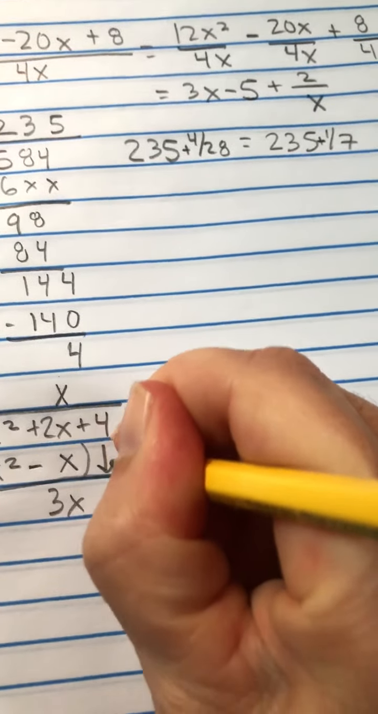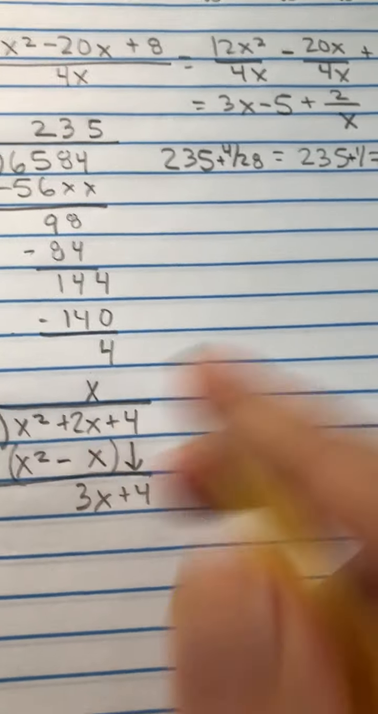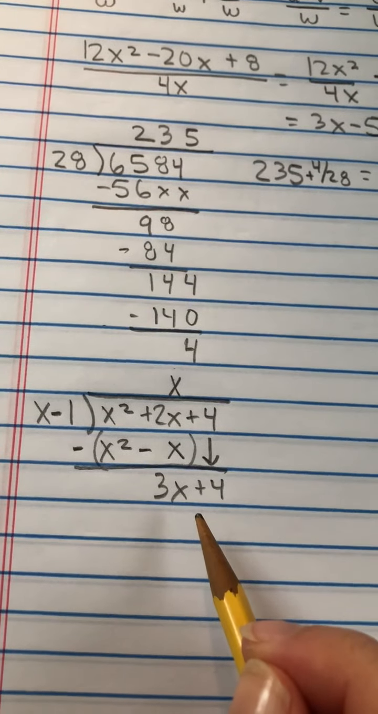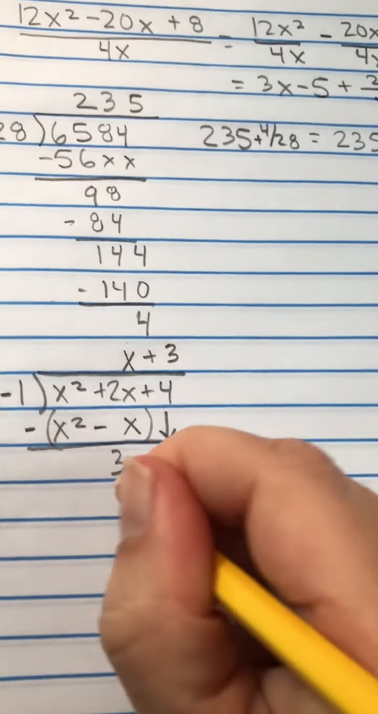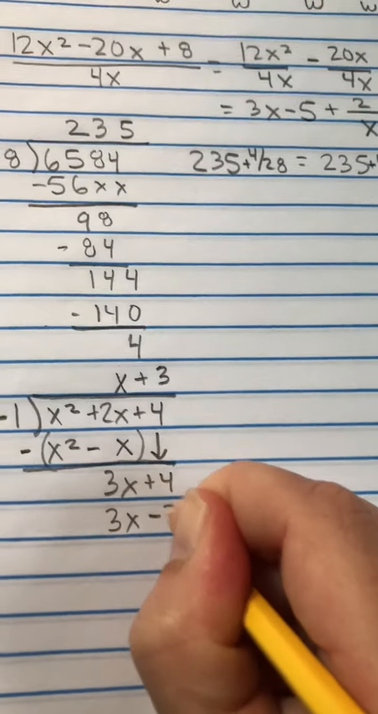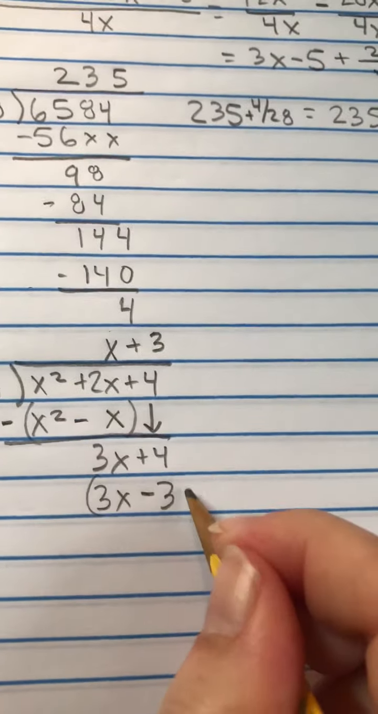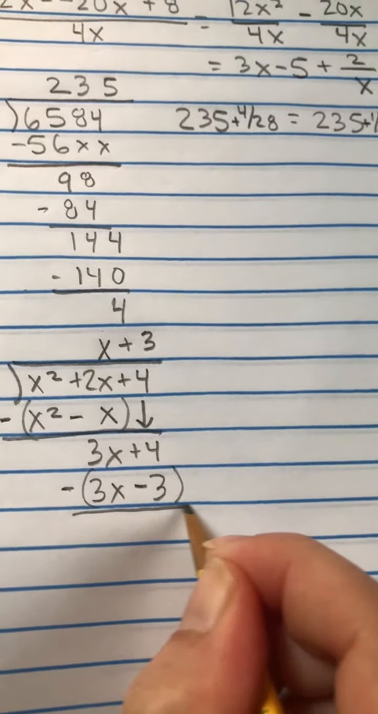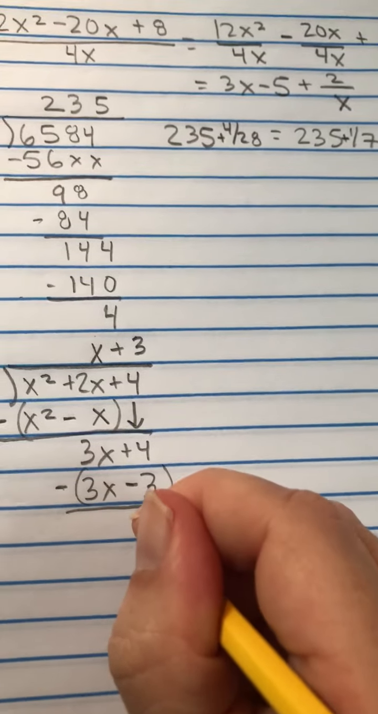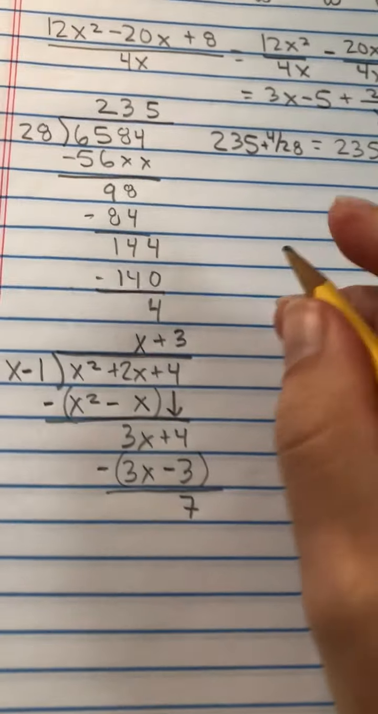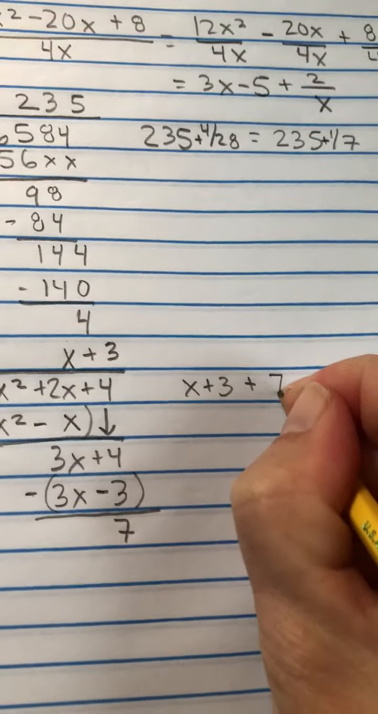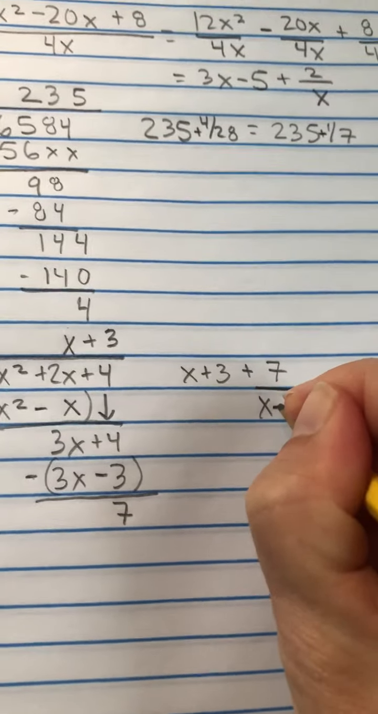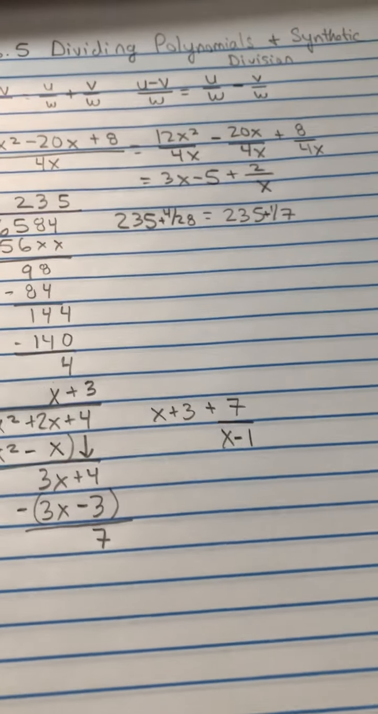I normally put an x here, but because we have the x's, I'm going to go like this. And we'll bring down the 4. X minus 1 goes into 3x plus 4 3 times. So plus 3, multiply that, I'm going to get 3x minus 3. I'm going to subtract that. So that would become plus 3, and I get 7. So in other words, this would be x plus 3 plus 7 over x minus 1. Okay?